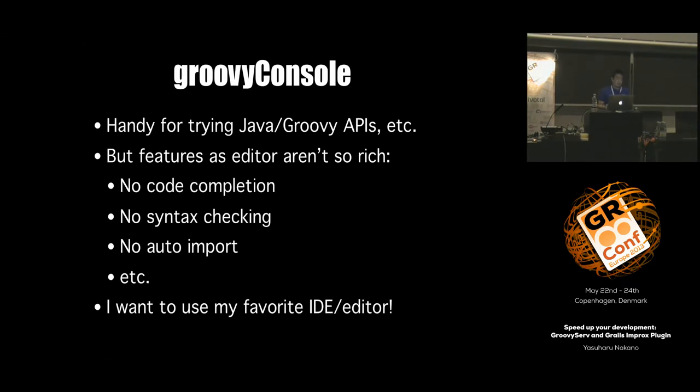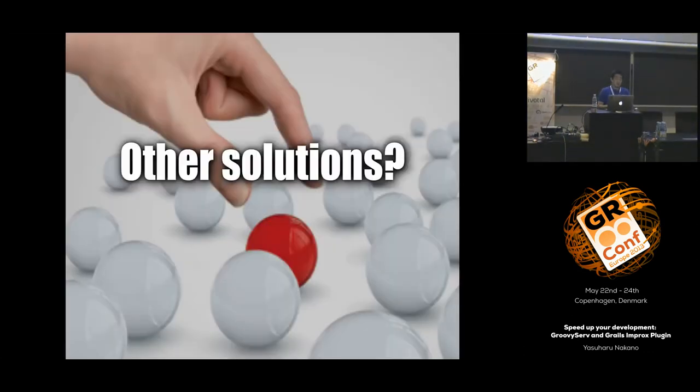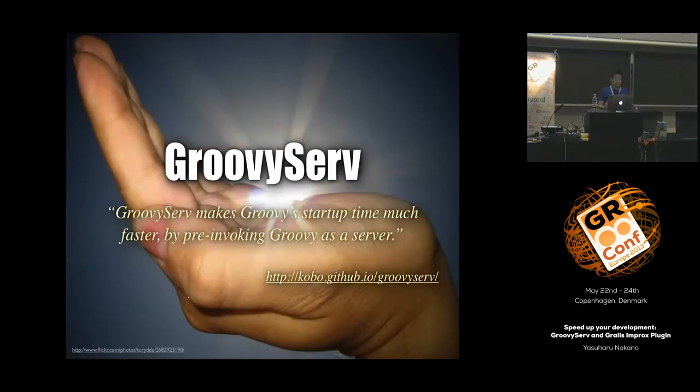Groovy console is very handy for trying Java or Groovy APIs. But the features of the editor are not so rich. I want to use my favorite IDE or editor, IntelliJ or Vim, if possible, to write code having more than a few lines. So, are there any solutions? Now, I introduce you to GroovyServ. It makes the startup time of Groovy much faster by pre-invoking a JVM process as a server.